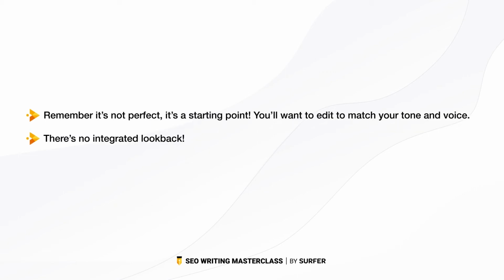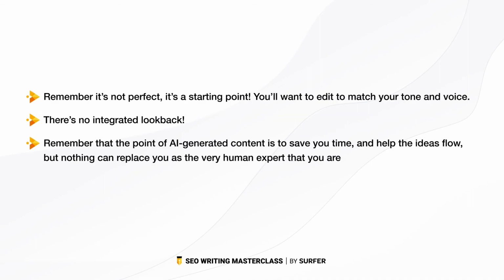Number 2, there's no integrated look back. What does that mean exactly? You'll be generating standalone paragraphs, not one beautifully flowing text. So the paragraphs won't all be perfectly related, as the AI can't read what was written in the paragraph before. And lastly, number 3, remember that the point of AI-generated content is to save you time and help the ideas flow, but nothing can replace you as the very human expert that you are.